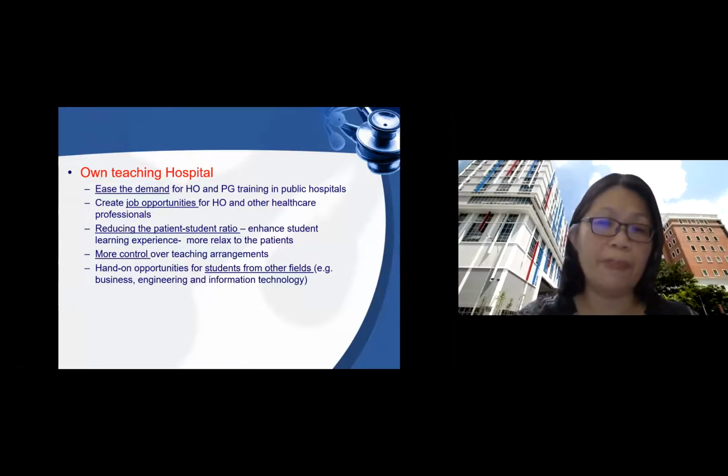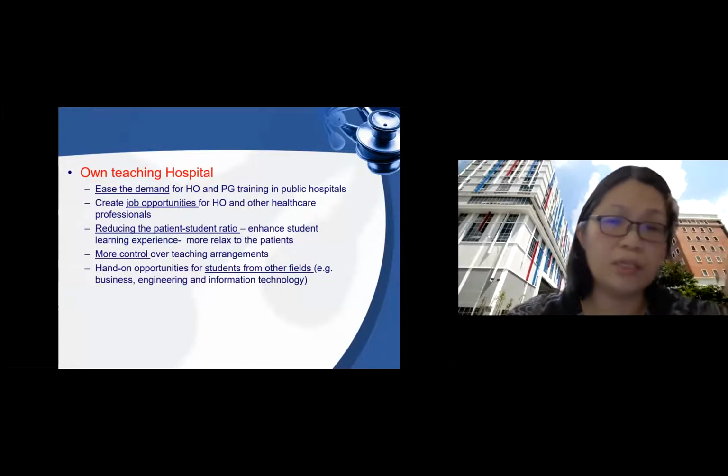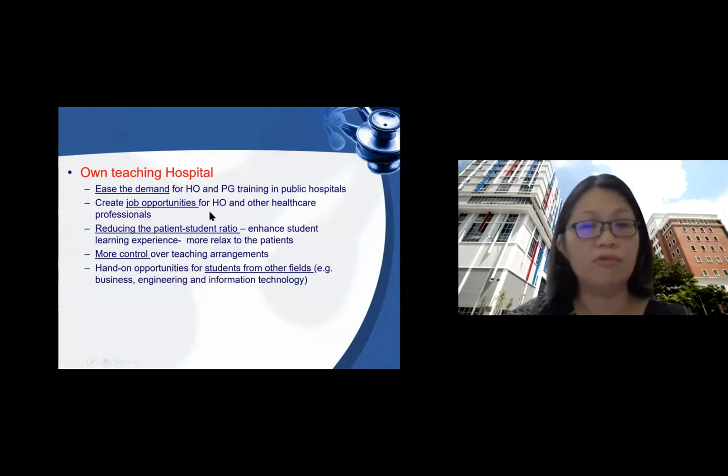So these are the 5 advantages that talk about what kind of benefit you can have if you have your own teaching hospital. The first one is the demand for HO and PG training in the public hospital. So we can divert some of the training from the public hospital to our own teaching hospital. So it will ease the demand.